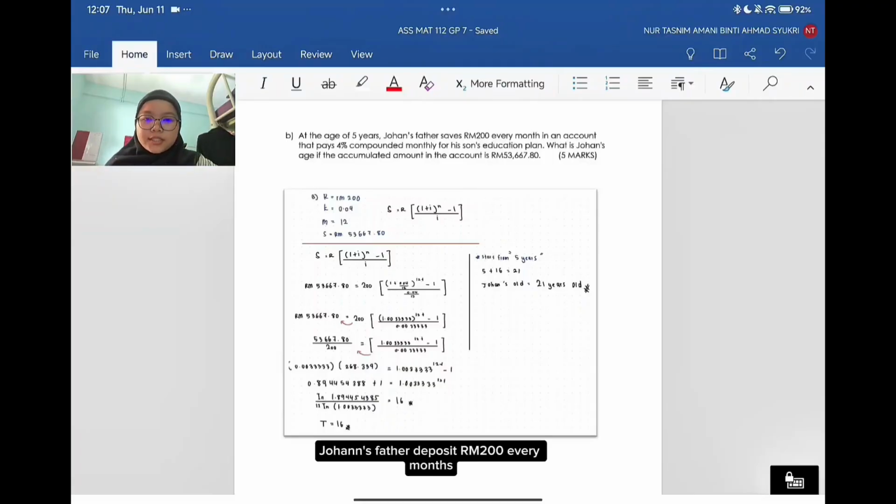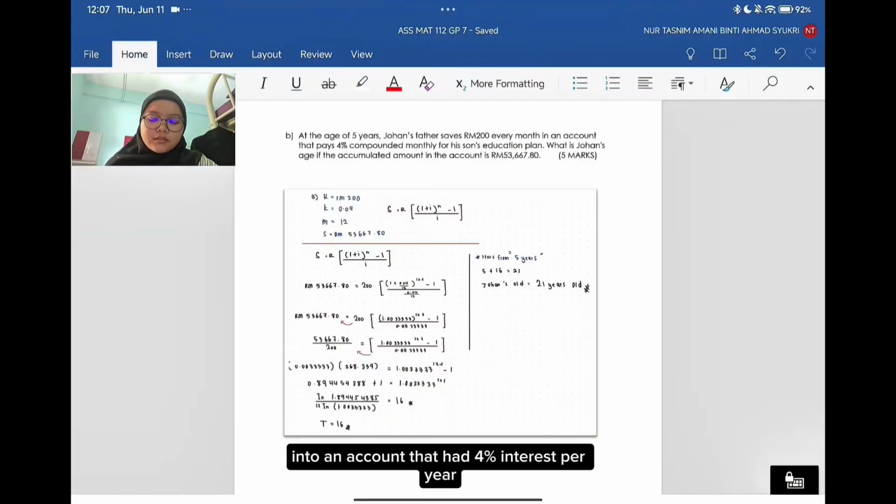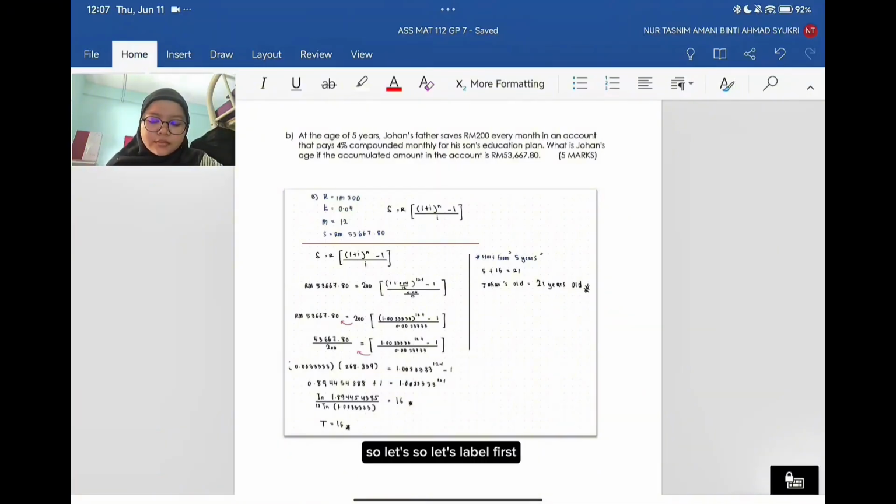Next, question 1B part B. In this question, Johan deposits RM200 every month into an account at 4% interest per year, compounded monthly. The accumulated amount in the account is RM53,667.80, and we are required to determine Johan's age when this amount is reached. So let's label first the information. The information given is monthly deposit R equals RM200, interest rate K equals 0.04, and M equals 12. Accumulated amount S is RM53,667.80.